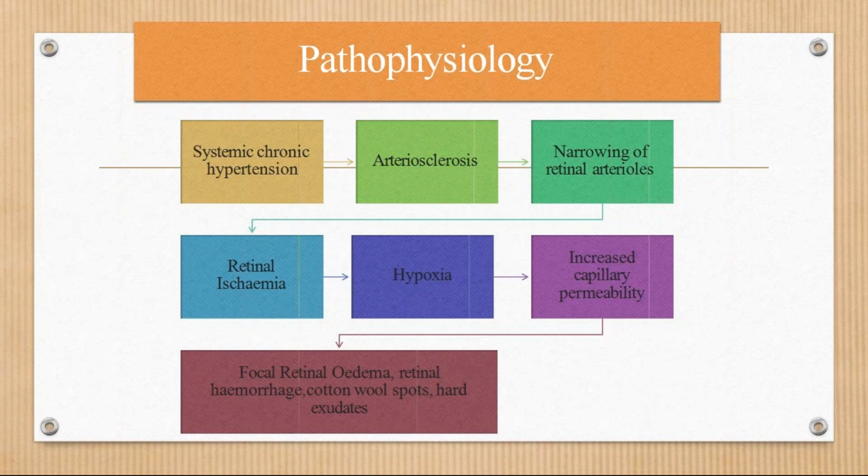You know, this is normal pathophysiology. Wherever there is ischemia, there will be hypoxia. So what happens? There will be increased capillary permeability. So when there is increased capillary permeability, there will be retinal edema, hemorrhages, cotton wool spots, and hard exudates. So these are all the things you see in the retina: edema, cotton wool spots, hemorrhages, and hard exudates. Okay, so this is the pathophysiology of hypertensive retinopathy.